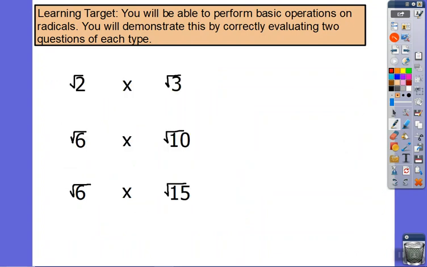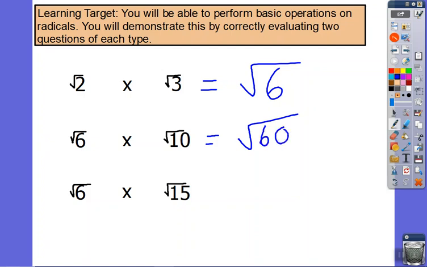Okay, so take a second and multiply these before I do. Square root of 2 times square root of 3, square root of 6. Square root of 6 times square root of 10 is square root of 60. Square root of 6 times square root of 15 is 90. Now, two of these we could simplify.